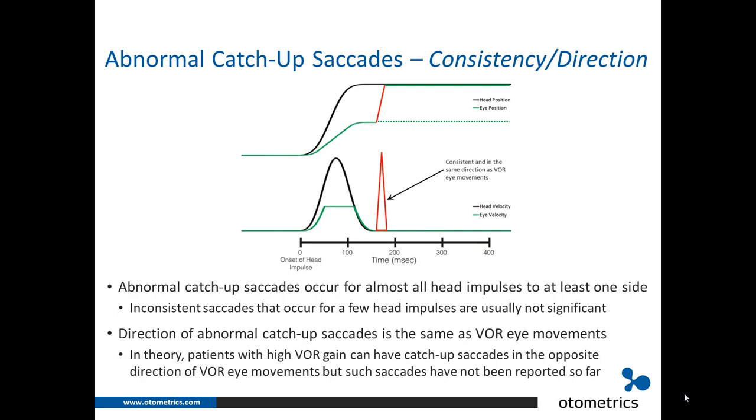In theory, one could see catch-up saccades in the opposite direction if the VOR gain is too high and the eyes get ahead of the target. But that type of saccade has not been reported so far. So for now, if fast eye movements occur in the opposite direction of the VOR eye movements, they're not likely to be catch-up saccades. So if they're not catch-up saccades, what could they be? Well, as we will see, fast phase of spontaneous nystagmus is one possibility, and there may be others.